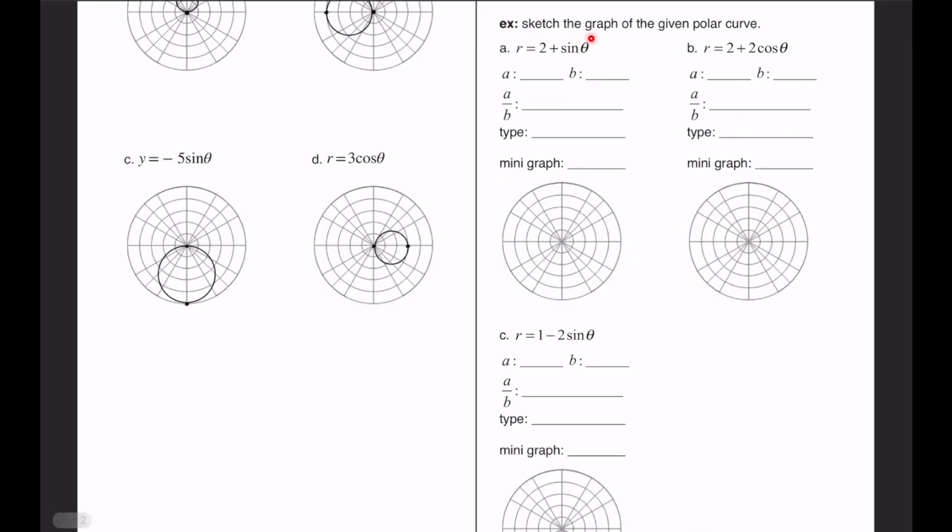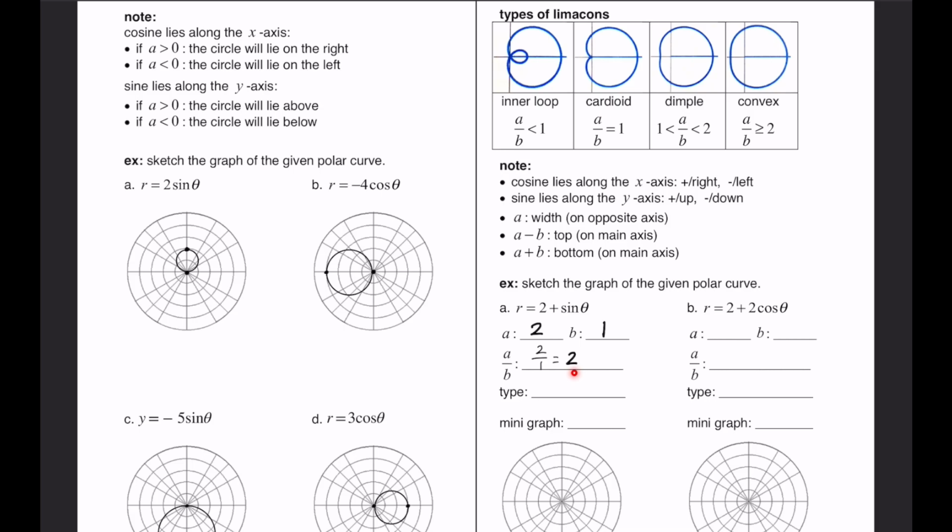This example says sketch the graph of the given polar curve. Part A, we have r equals 2 plus sine theta. So A is 2, and B is the value in front of sine, so it's going to be 1. The ratio A over B is going to be 2 over 1, which equals 2. If we check this ratio up here, it's greater than or equal to 2. That means this graph will be convex.